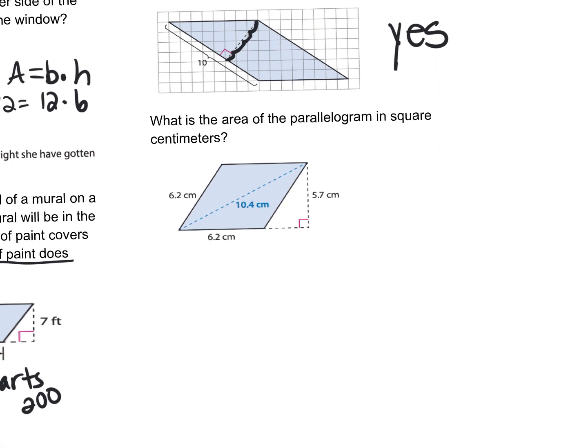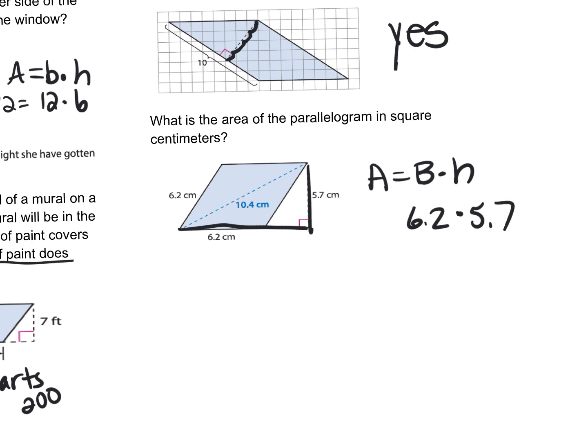The last one, what is the area of this parallelogram? I have to say area equals base times height. I am going to say my base is 6.2 and my height is 5.7, and when I multiply 6.2 times 5.7, I get 35.34 centimeters squared. So that is the area of that parallelogram.